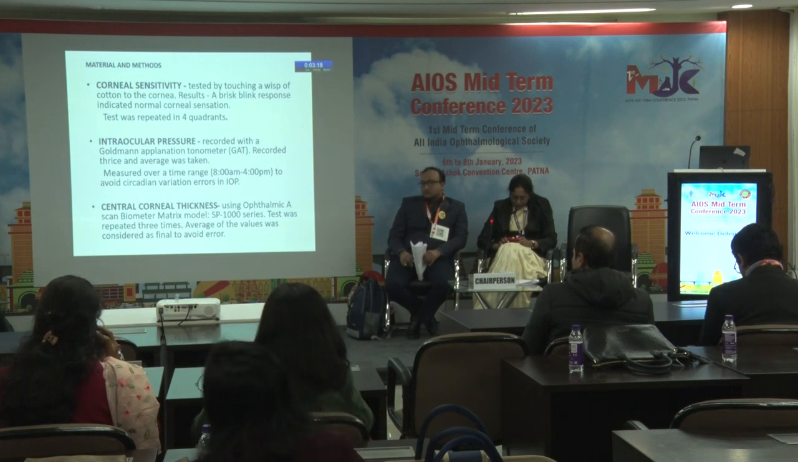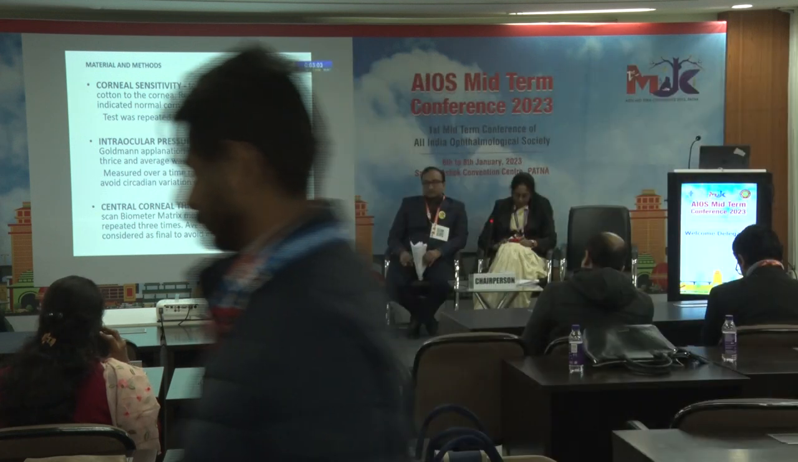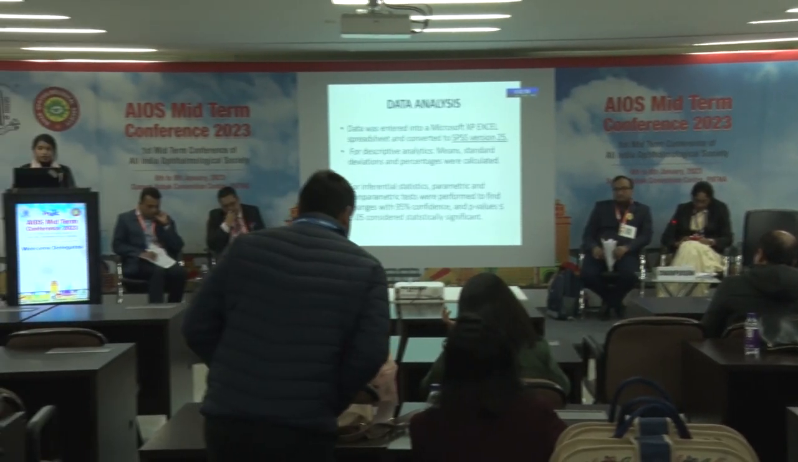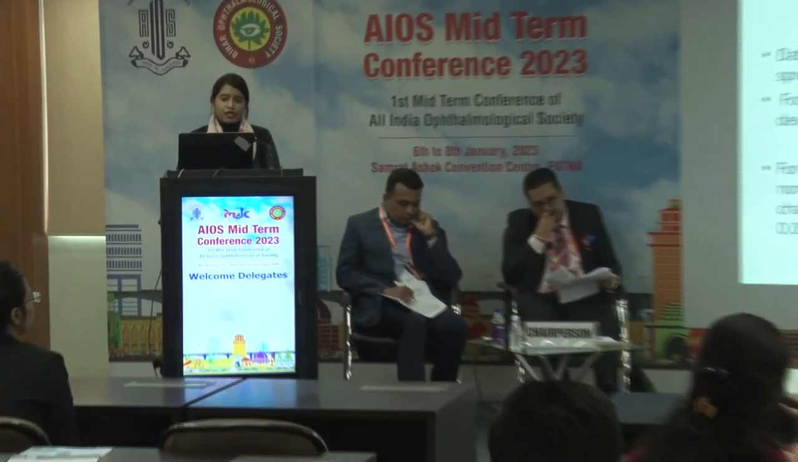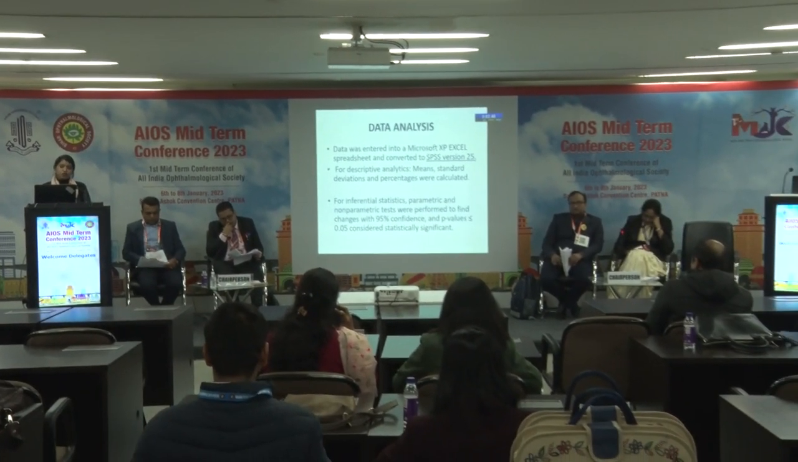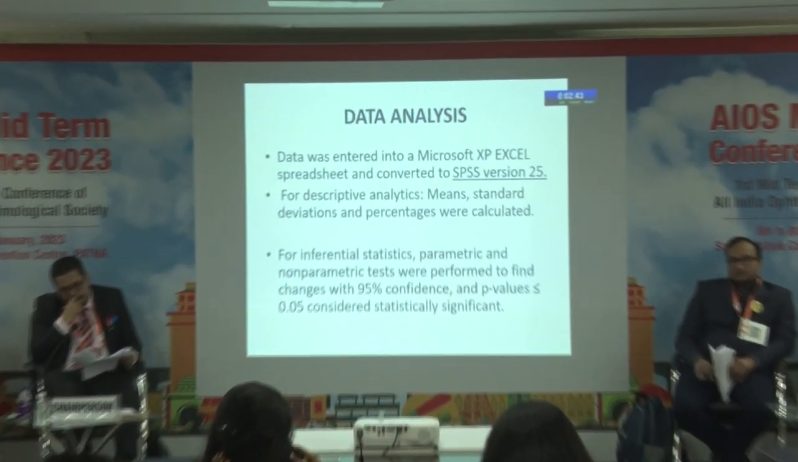Materials and methods: we assessed corneal sensitivity by touching a wisp of cotton to four quadrants of the cornea. Intraocular pressure was assessed by Goldmann applanation tonometer, and to avoid circadian variation errors, an 8 a.m. to 4 p.m. time range was taken. Central corneal thickness was measured using ultrasound pachymetry. Data analysis was done by SPSS version 25, and changes with 95% confidence and p-values less than or equal to 0.05 were considered statistically significant.